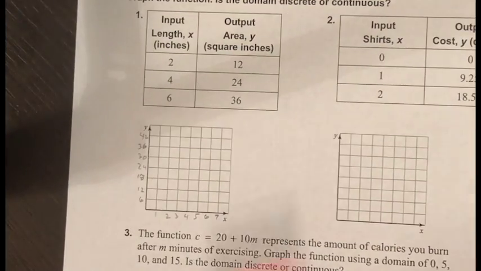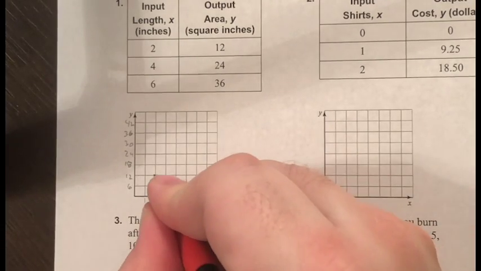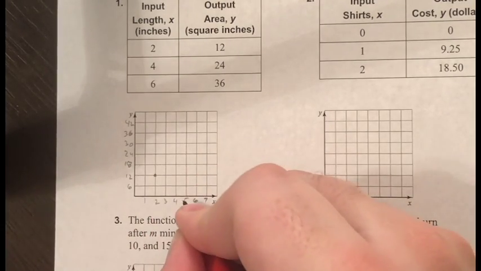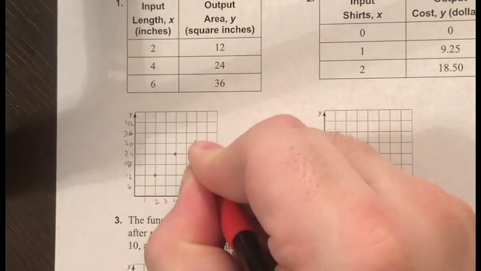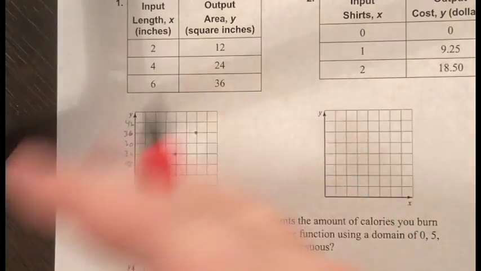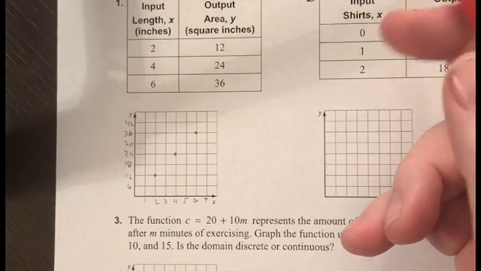So I've labeled my x and y values, and now I'm going to graph it. It says 2 and 12, so 2 and 12 would be here. And then I can do 4 and 24, which would be here. And then 6 and 36, which would be here. So my problem is, is this a discrete or continuous function?